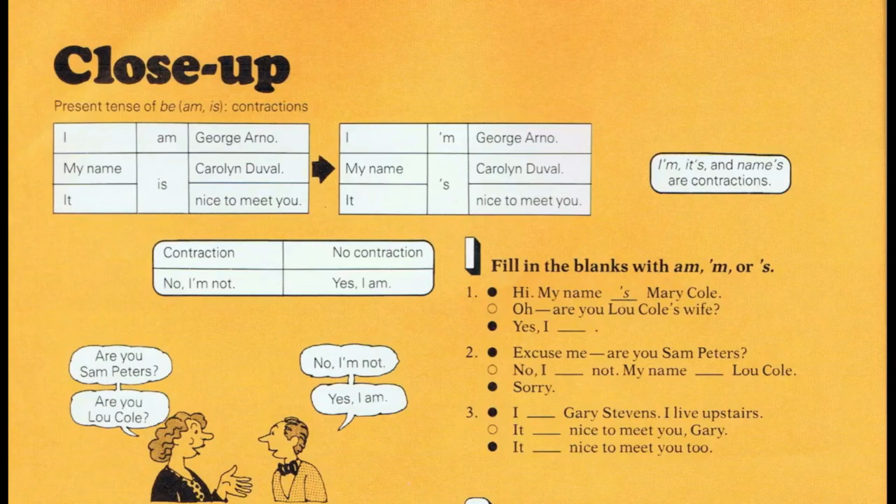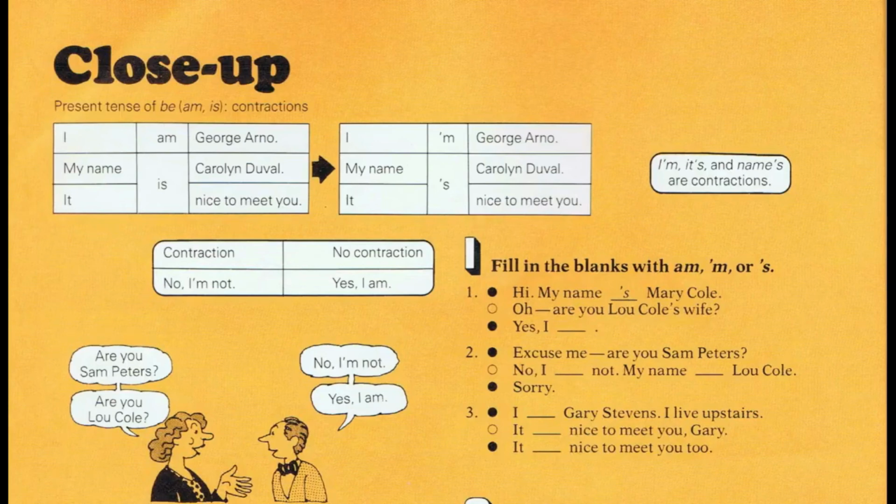Now, Exercise 1 says fill in the blanks with am, apostrophe m, or apostrophe s for contraction. It means sometimes we cannot have contractions, sometimes we can have contractions. So let's think about it for a short time. Think about it for about 2 minutes. Okay, now let's see what the answers are.